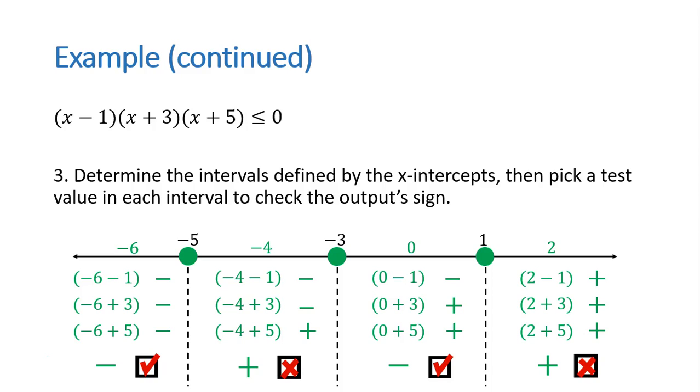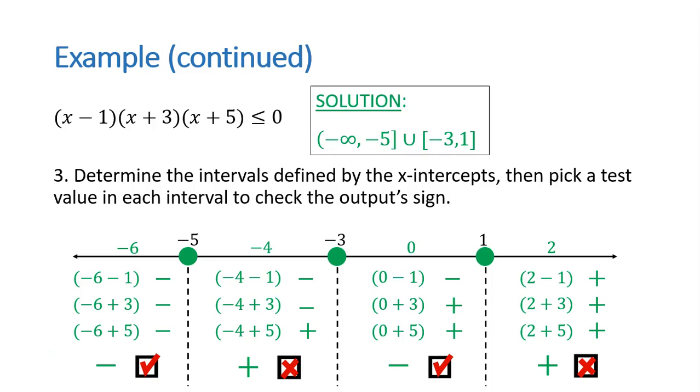part of our solution. So again, keeping in mind that because equality is part of our inequality, we write our solution set with the first and the third interval. So our solution is negative infinity to negative 5 and negative 3 to 1, including our endpoints.